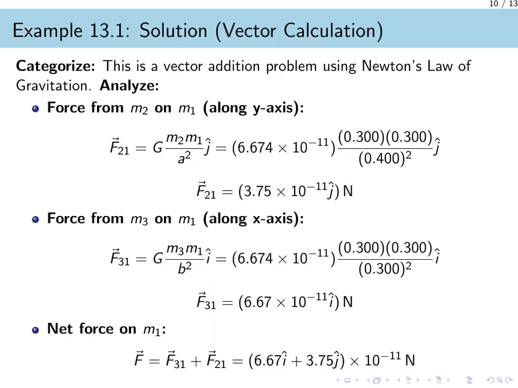Now we will calculate the individual force vectors acting on the cue ball, M1. First, consider the force from ball M2, which we call F21.